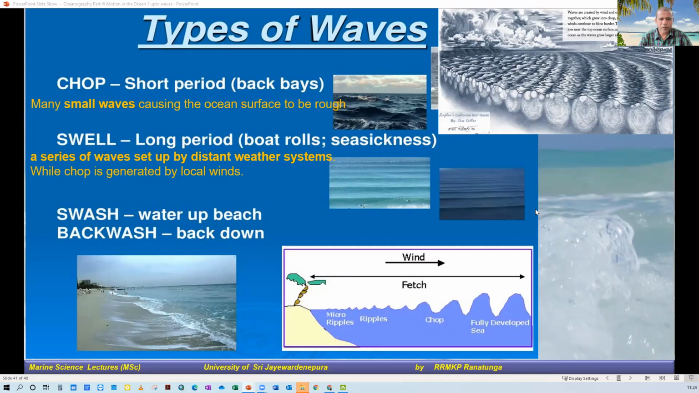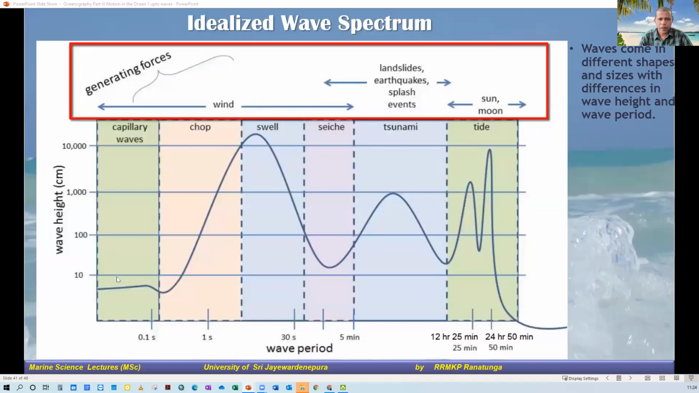So chop and swell are something you need to know. These are common terms that we use if you are going to the sea, right? And you already know what swash and backwash are. Swash is the water coming to the beach. If it is going back, we call it the backwash, right? So that you already know.